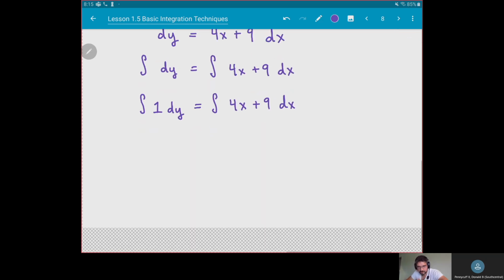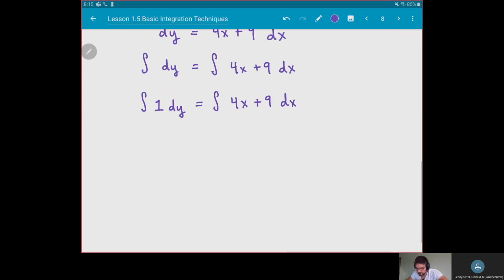And then just like I told you on the previous page, if you have the integral of just a number, it's going to be that number times the letter. And we know that that's just a y. So that is where that rule came from in Calculus 1.